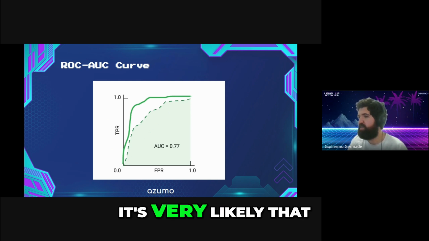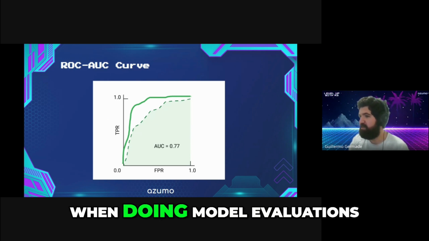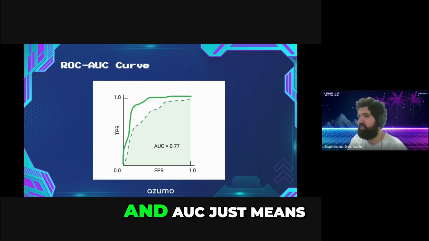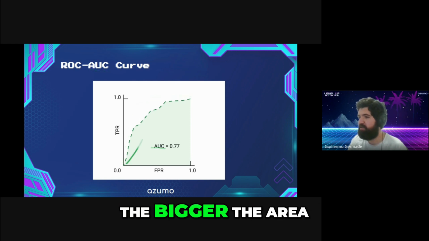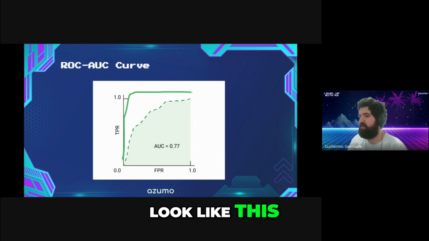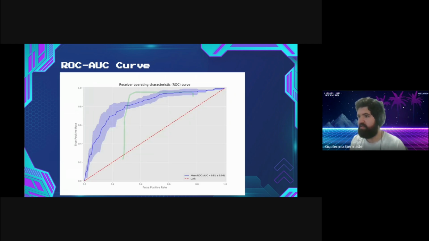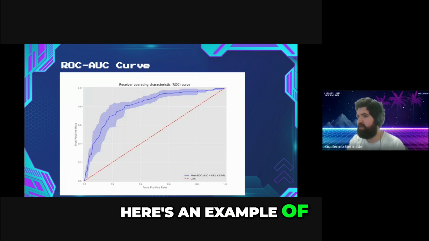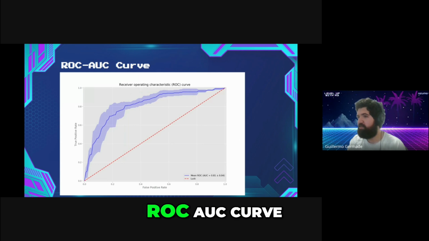And yeah, it's very likely that you'll be met with a curve like this when doing model evaluations. And AUC just means area under the curve. The bigger the area under the curve, so the bigger the curve is, a perfect curve would look like this, then the better your model is in general. Here's an example of an even better ROC AUC curve.